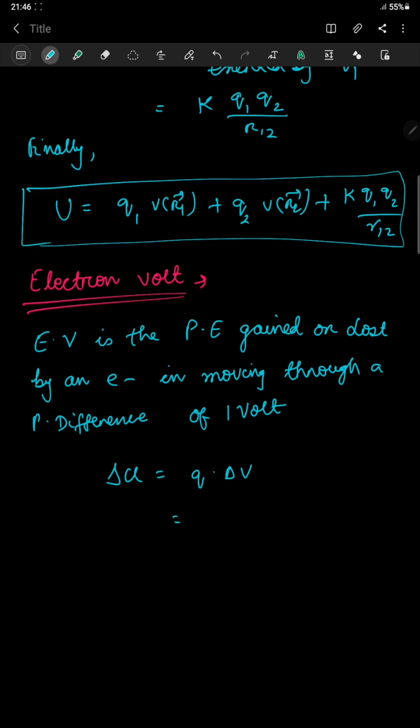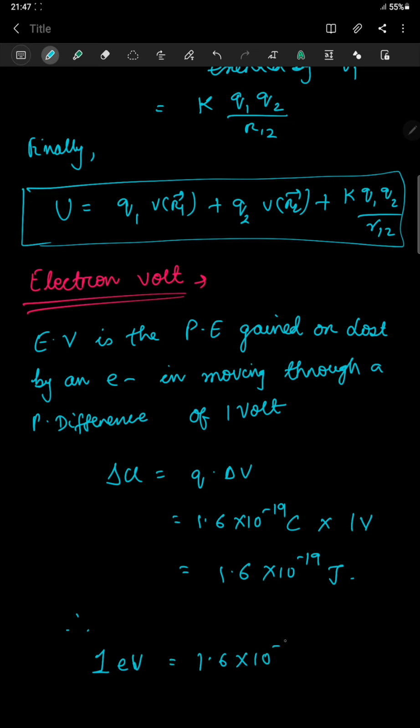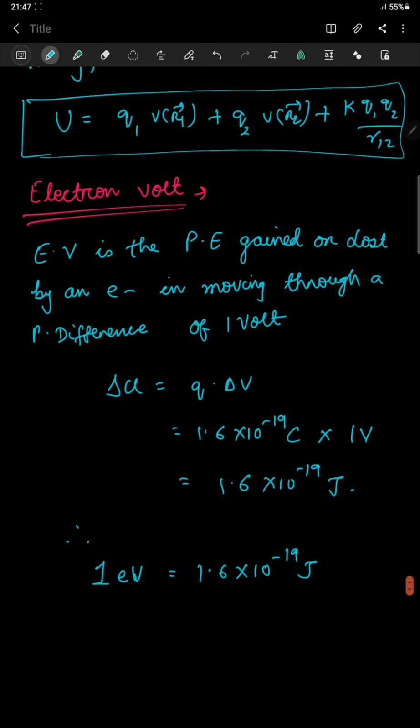If we try to calculate its value, electron is the charge, so charge will be 1.6 into 10 to the power minus 19 coulomb, into, and what is the potential difference between the two plates? 1 volt, so 1 V, and the unit will be expressed in terms of joule. So it will be 1.6 into 10 to the power minus 19 joule. So therefore we can always use 1 electron volt is equal to 1.6 into 10 to the power minus 19 joule.